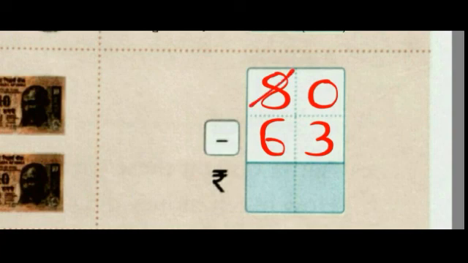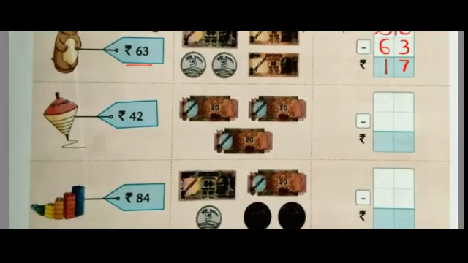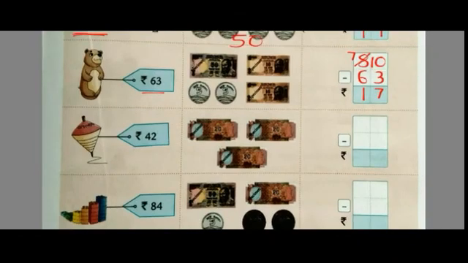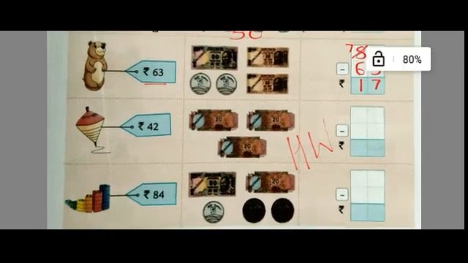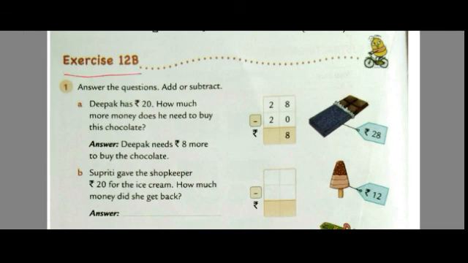Okay, here again we have to borrow. This will become 7 and this will become 10. 10 minus 3 is 7 and 7 minus 6 is 1. That means your change is 17 rupees. The shopkeeper will give you back 17 rupees. Is it clear? Now scholars, I would like you all to try this remaining two yourself. Okay? Now, let's move on to the last exercise of this chapter, exercise 12b.